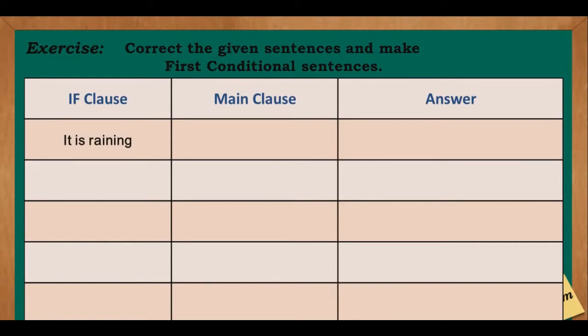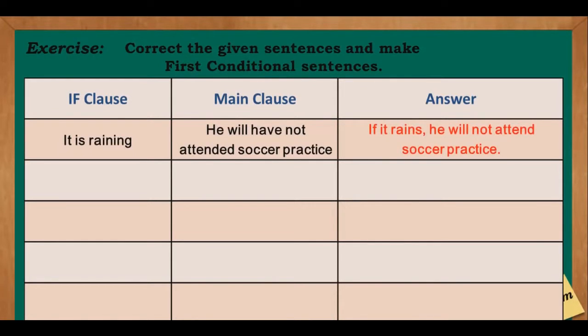For our if clause, we have it is raining. For our main clause, we have he will not have attended soccer practice. The answer is if it rains, he will not attend soccer practice. The if clause it is raining is in the present progressive tense. We need to change it into present simple. If it rains. The main clause he will not have attended soccer practice is in the future perfect. We need to change it into future simple. He will not attend soccer practice.